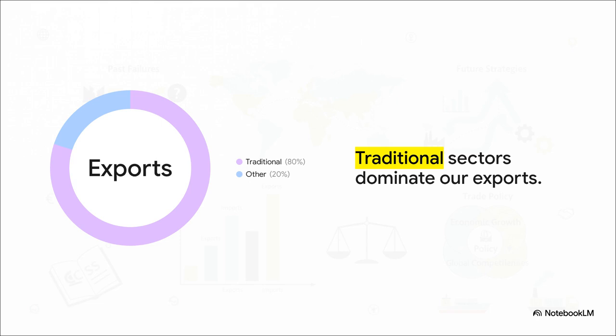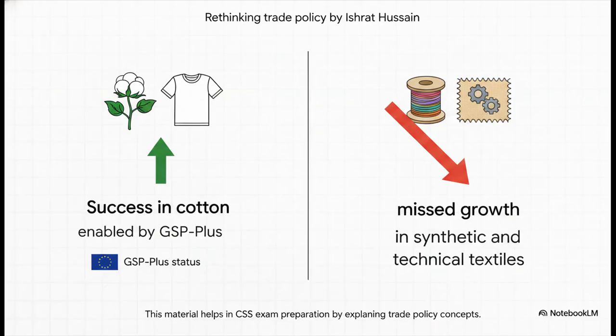Over 60% of these exports go to just 4 destinations: the US, the EU, China, and the UAE. We are incredibly vulnerable simply because we're highly concentrated in both what we sell and who we sell it to. A perfect case study for this is the EU GSP Plus status gained back in 2014.